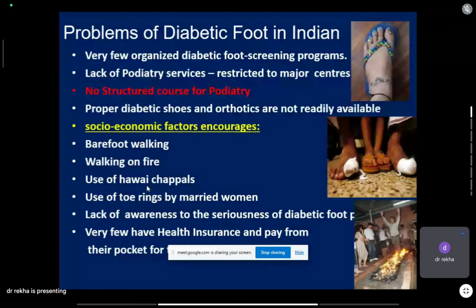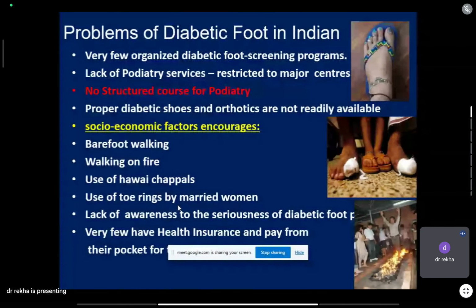Also, footwear is not available. Our patients mostly ask, where will I get shoes? So footwear and orthotics are not available. And socio-economic factors encourage barefoot walking. In our city, most of the patients or family members walk barefoot. In temples they go barefoot, and then they have ulcers in their feet. Walking on fire, using Hawaii slippers, which may cause foot ulceration. Use of toe rings in married women.